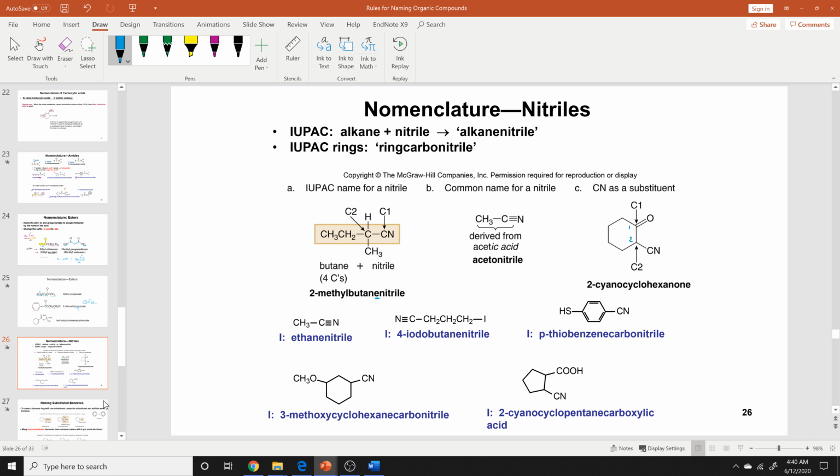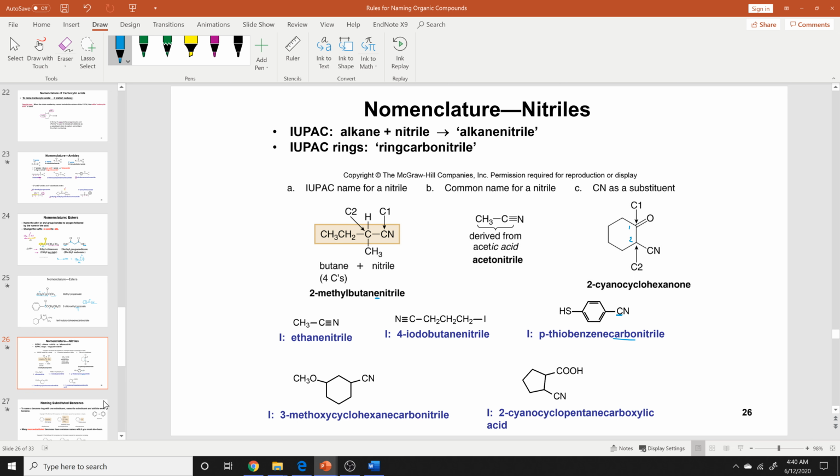And then a cyclohexanone. Again, if you have a cycle that is connected to a carbon, then that is going to be a carbo. It's going to be a carbo, and it's going to be a nitrile in this case. So all you need to do is drop the oic acid, and you're going to put the nitrile in there.